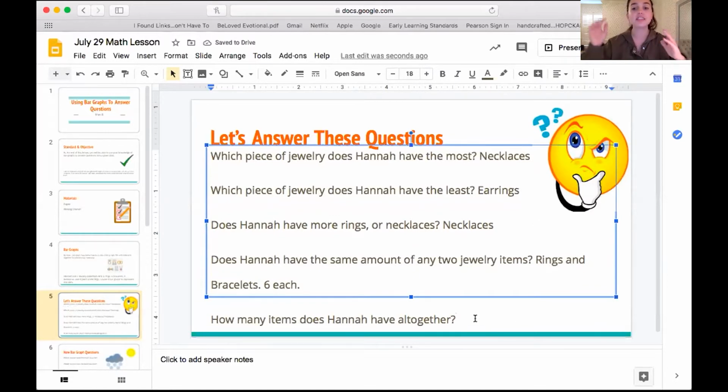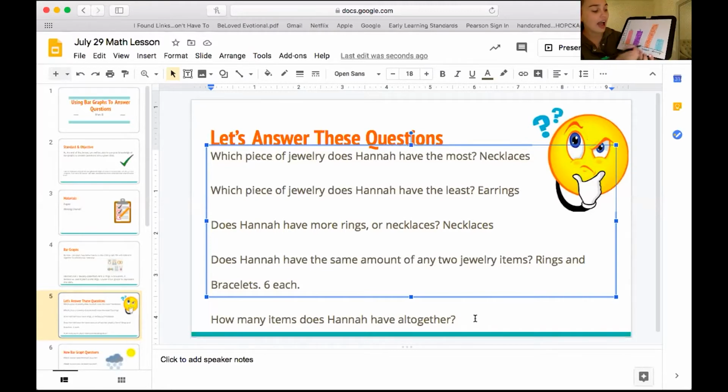How many items does Hannah have all together? Now, this one is just a little bit tricky, but that is okay. All you need to do is start at your very first bar here and see how many are there. So, I see that there are 6 rings. So, I'm actually going to write a 6 above the bar here. Now, look at the second one. How many bracelets? Well, it's the same as rings, right? So I'm going to write another 6.